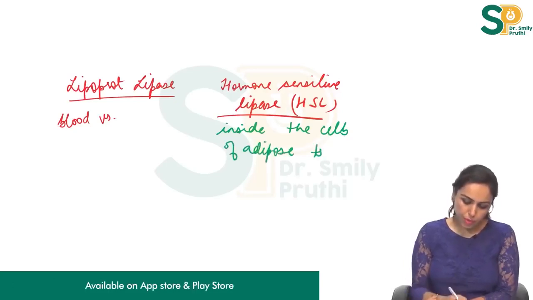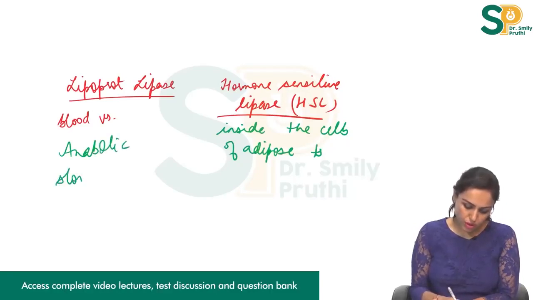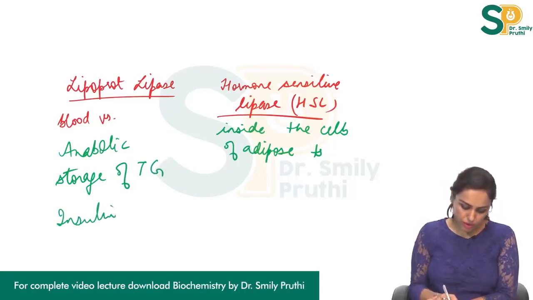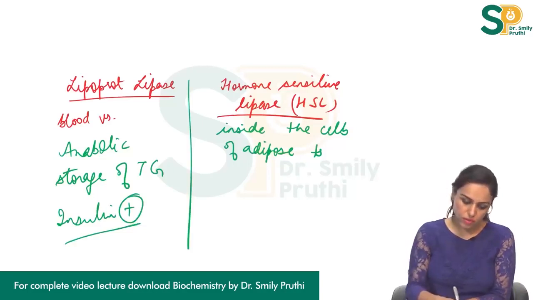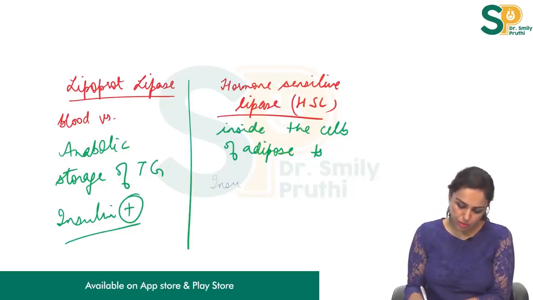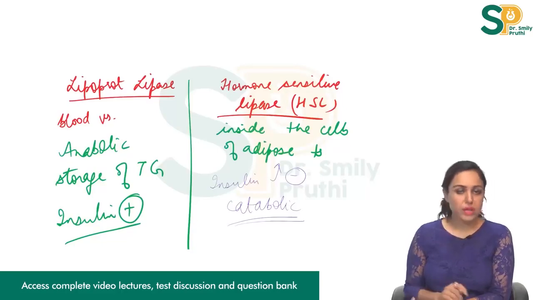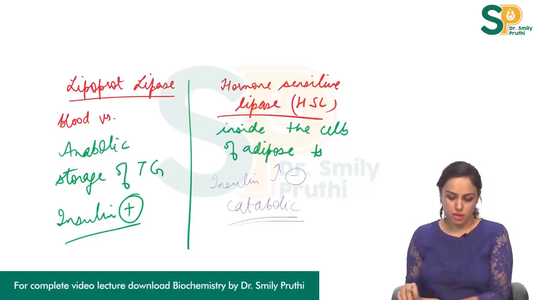Now, this lipoprotein lipase is an anabolic enzyme. It helps in the storage of triglycerides in the body. So, because it is an anabolic enzyme, it will be activated by insulin. But hormone sensitive lipase will be inhibited by insulin, because it is a catabolic enzyme. It will break down the triglycerides of adipose tissue during fasting or starvation, right?